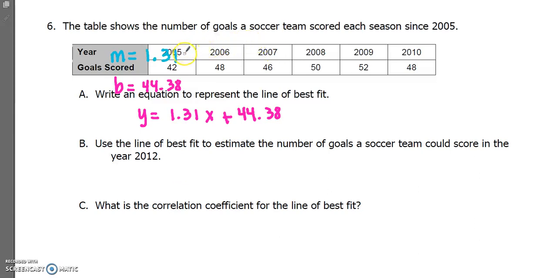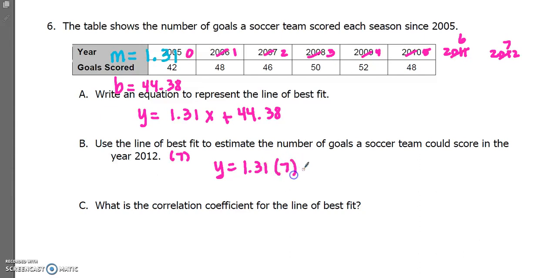Okay, so let's remember, this was year 0, and then we had 1, 2, 3, 4, and 5 for year 10. So we have 2011, and then we'd have 2012. Well, if this is 5, this one would be 6, and this one would be 7. So that means in the 7th year since 2005, they're asking us to estimate the number of soccer goals. So that just means that I'm going to take my equation of y equals 1.31 times 7 plus 44.38. Okay, so I'm going to put that in my calculator.